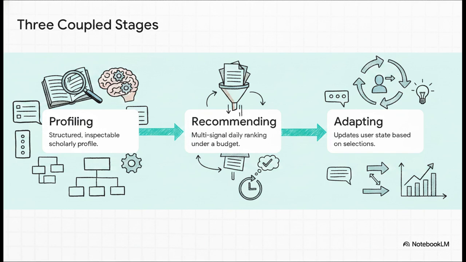You can actually see exactly what the AI thinks you care about. Step 2 is recommending. Here, it uses multiple signals to rank today's papers under a strict budget, say, just giving you the top 20. And finally, step 3 is adapting. It updates your state based purely on what you select to read and what you skip over. That is how you turn a static AI into a living, breathing research assistant.